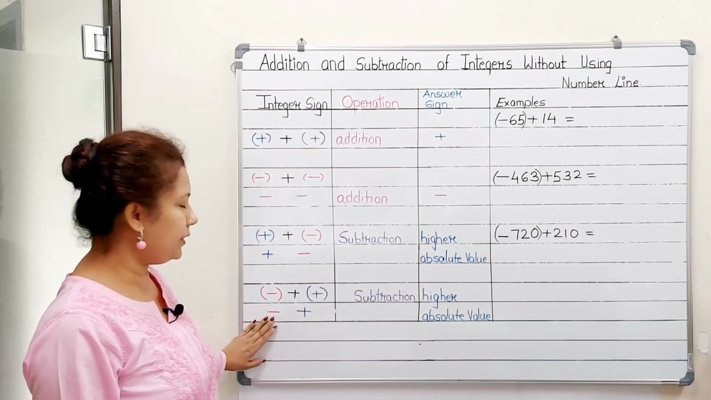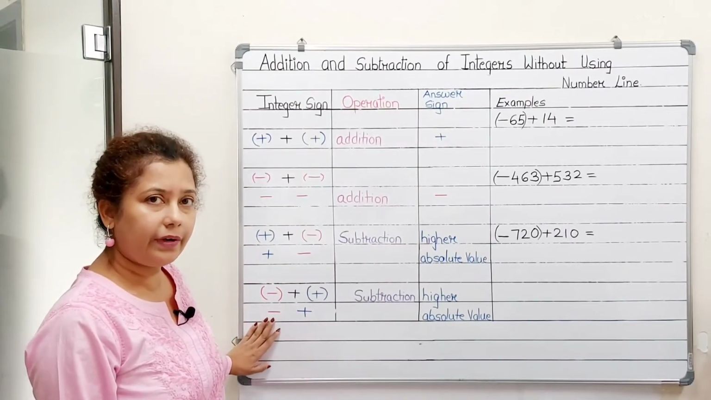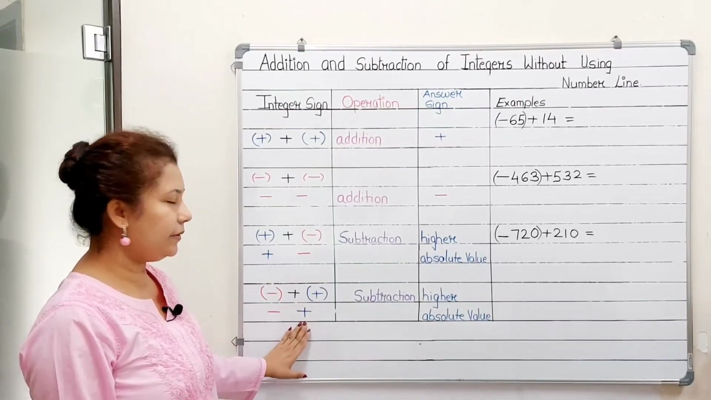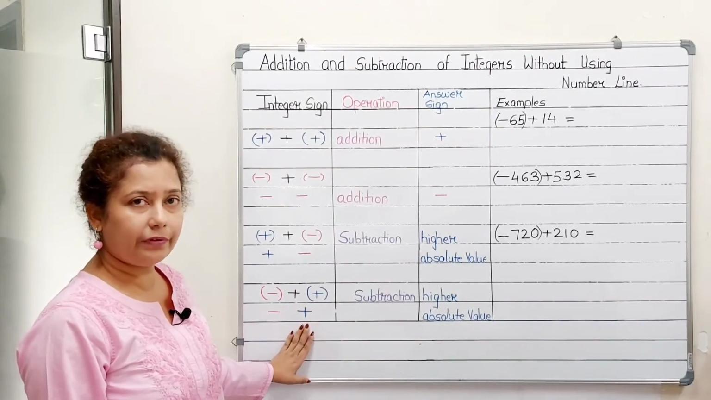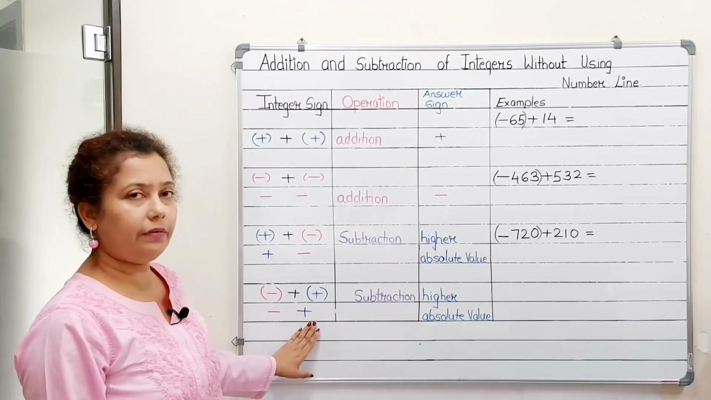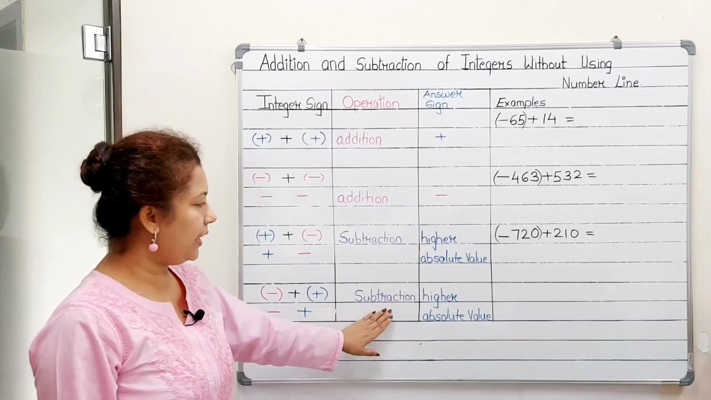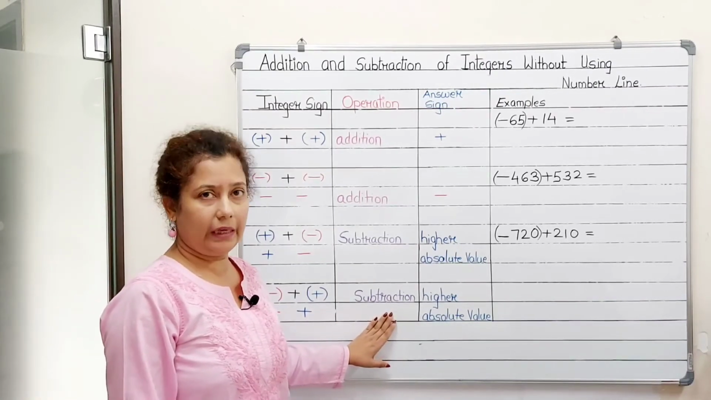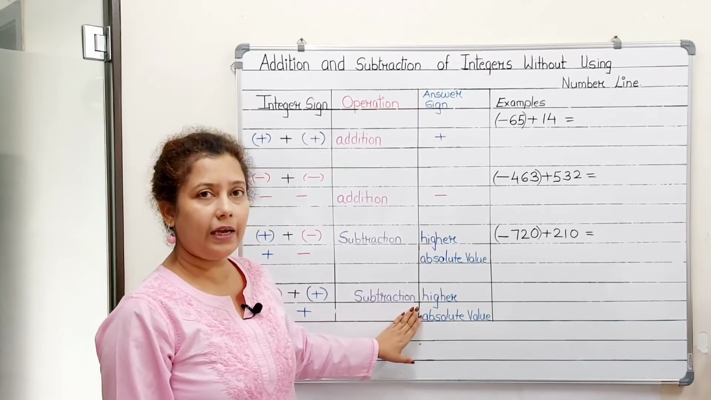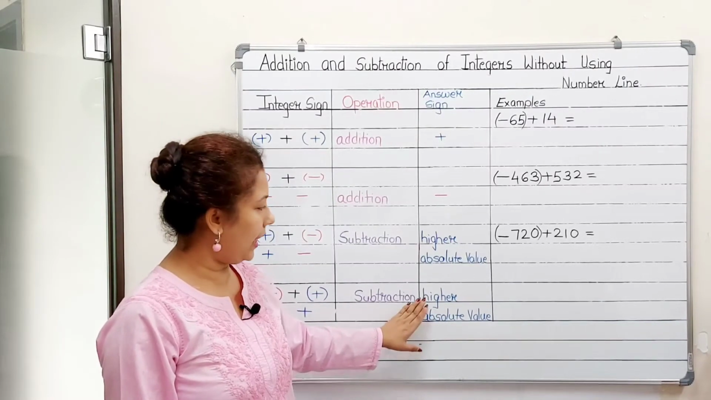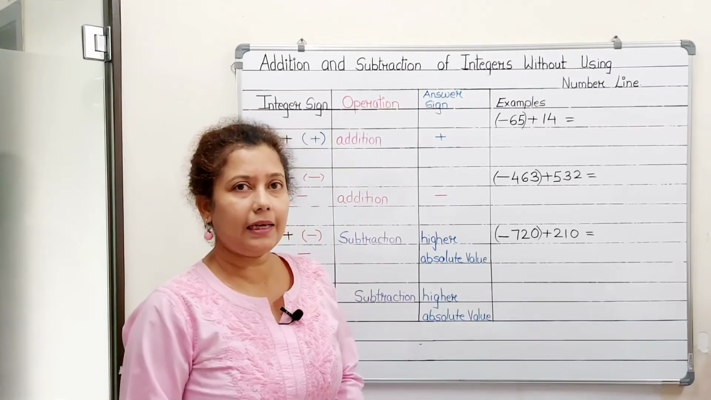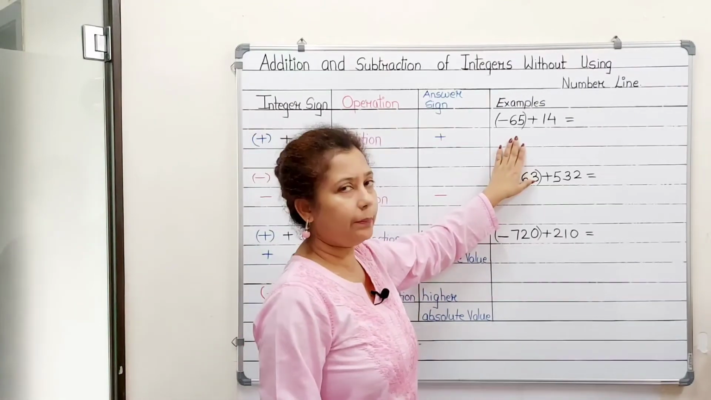Now we will see addition of negative and a positive integer. So the first integer is negative, so we will write it as it is. Second integer plus plus remains plus, so we will write it as positive. When positive and negative integers are there, we subtract the absolute values of the integers and the answer will have the sign of the integer with higher absolute value. Now we will understand this with the help of an example.